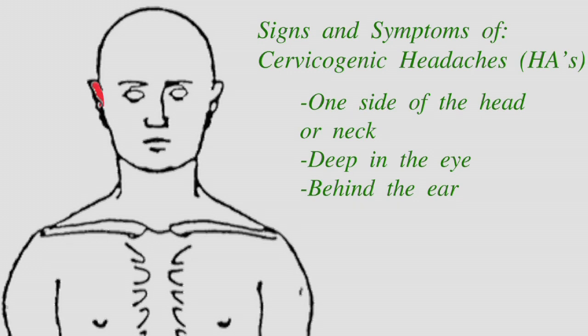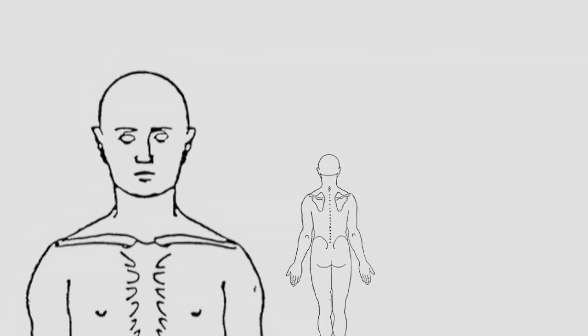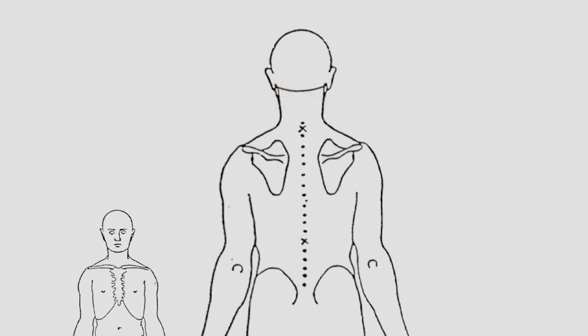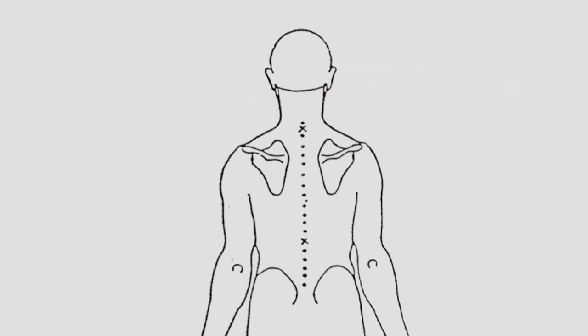deep in the eye, or can be deep behind the ear, as we see here. It can be cervicogenic headache coming from the upper two cervical joints in the neck. We call it O1, the occiput in C1, or C1 and C2. So these joints, if they're stiff, they can reproduce those symptoms. So now, there's a bit about the symptoms.